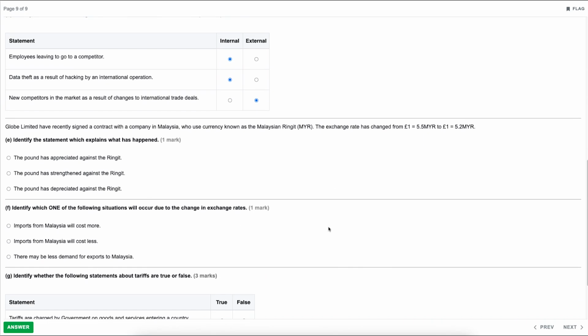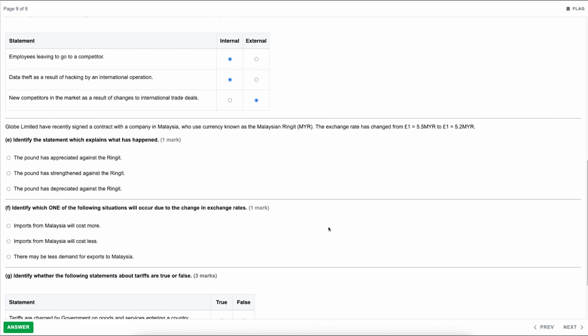Okay, moving down. Globe Limited have recently signed a contract with a company in Malaysia who use a currency known as the Malaysian Ringgit, MYR. The exchange rate has changed from £1 equal to 5.5 Malaysian Ringgit to £1 being equal to 5.2 Malaysian Ringgit. So effectively what that's saying is that for every £1, we only now receive 5.2 Malaysian Ringgit in comparison to what we used to receive, which was 5.5 for every £1.